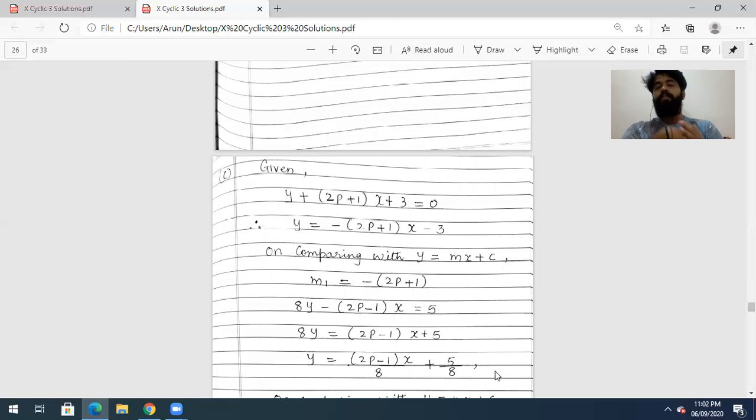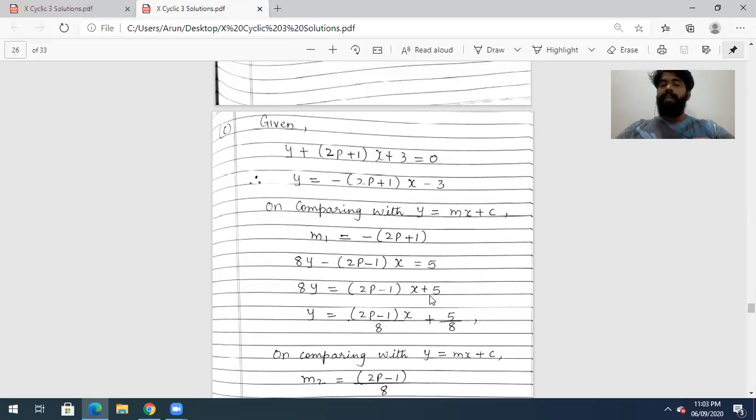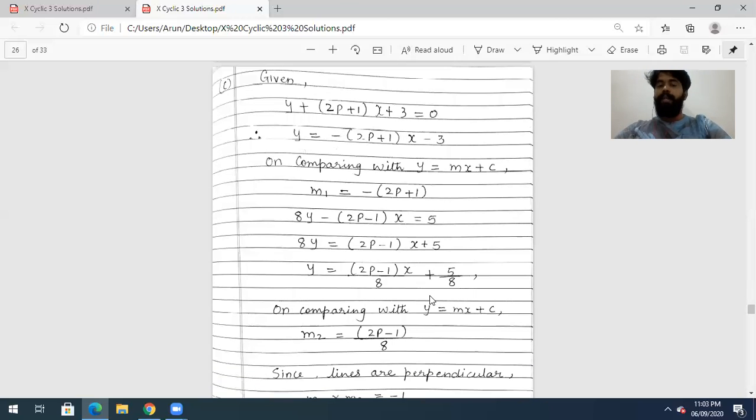To get the slopes, we are going to convert them into the form y = mx + c. So we have y = -(2p + 1)x - 3. On comparing it with y = mx + c, we get the slope of the first line, m1, as -(2p + 1). Now moving on to the second line, we have 8y = (2p - 1)x + 5. Since you only want y on the LHS, 8 will come to the RHS and divide. So we have y = ((2p - 1)/8)x + 5/8. On comparing with y = mx + c, we get m2 as (2p - 1)/8.